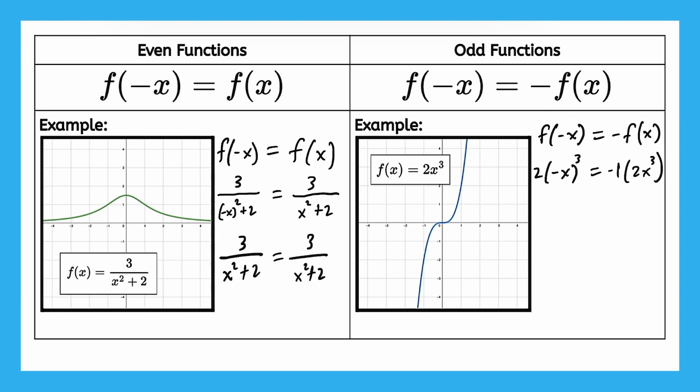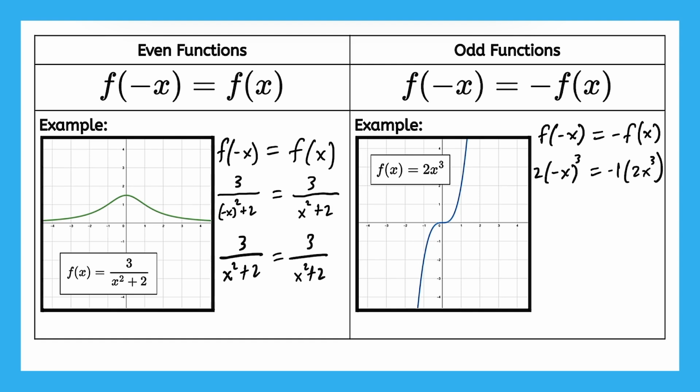This time we only have one term in this function, and it is 2x cubed. So negative f of x is negative 1 times 2x cubed, and f of negative x is 2 times negative x cubed. Now, if this left side and this right side both simplify to be the exact same thing, then we know that we have an odd function.